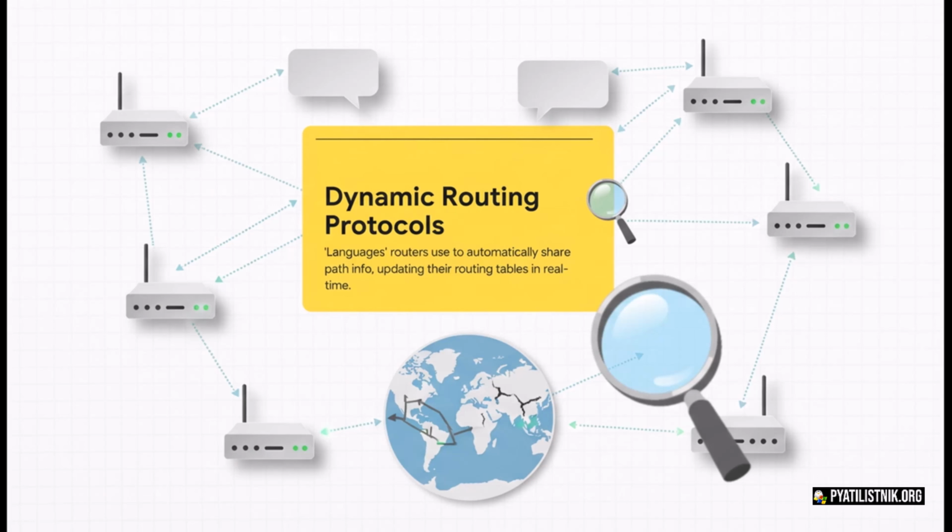Routers use these special protocols. You can just think of them as languages to talk to each other. They're constantly sharing updates about which networks they can reach and how good the paths are. If a connection somewhere goes down, they tell their neighbors, and everyone updates their maps on the fly. This is what makes the internet so incredibly resilient.